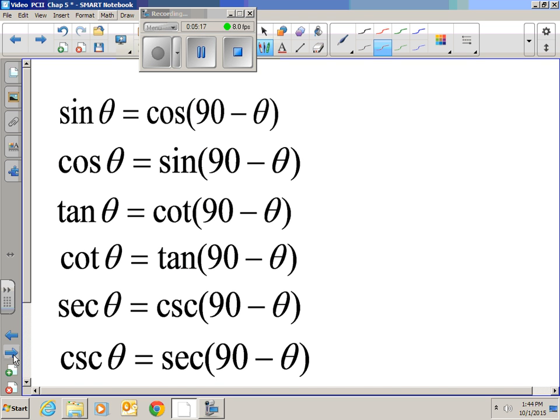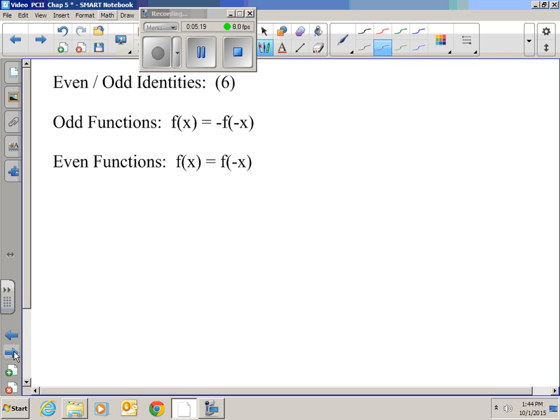Okay, good. Now that you have those down in your notes, let's move on to our odd-even identities. There are 6 of these, and for my level 1 kids, these are something that you need to know cold. The level 2 kids, I'm going to show them to you. They will come up in class, but they're not as important as the others.